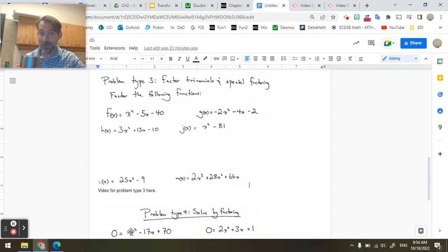We're going to take a look at problem type 3, factoring trinomials and special cases of factoring some difference of square binomials here.